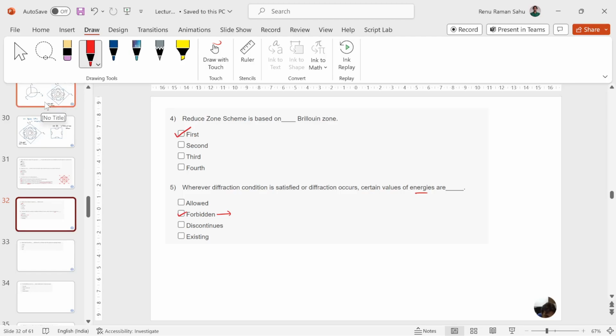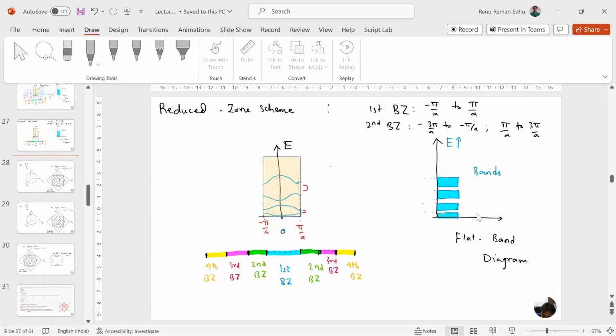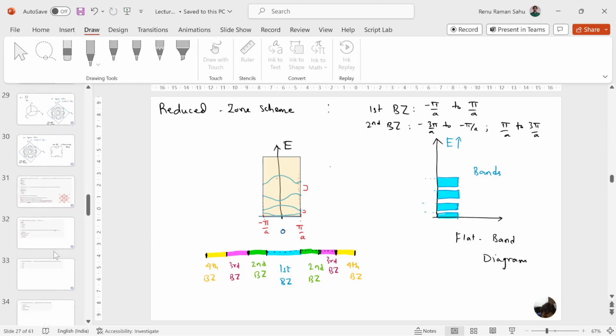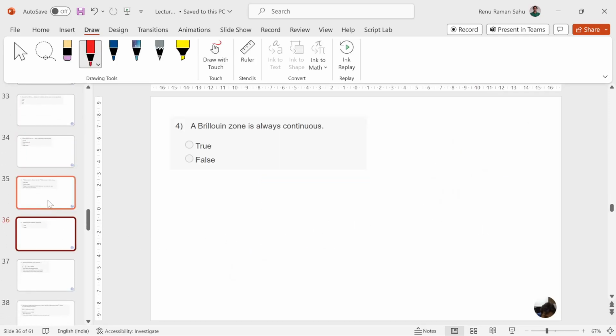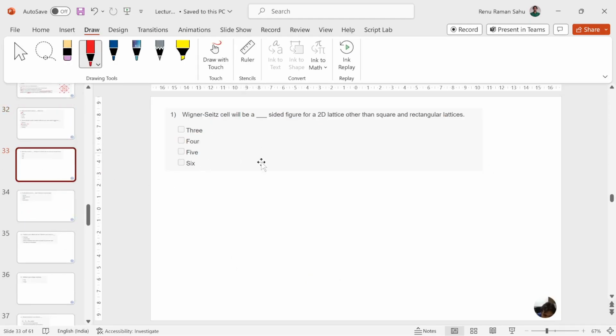But you know the concept, right? The main concept is this: you have certain energy values which are forbidden. Now we'll go to the next question.